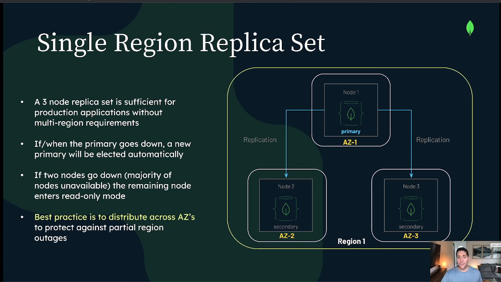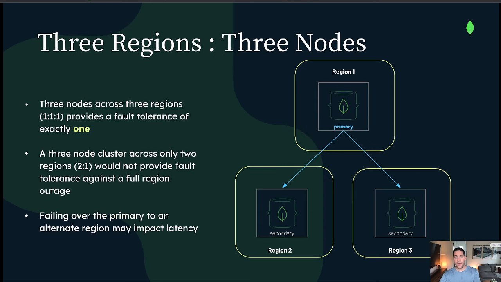So to do that, the first architecture we'll talk about is going to be 3 nodes distributed across 3 regions. So again, we still have a fault tolerance of 1, meaning 1 full region, and one node can go down, and we're still highly available. We still have a majority of 2 of the 3 nodes.